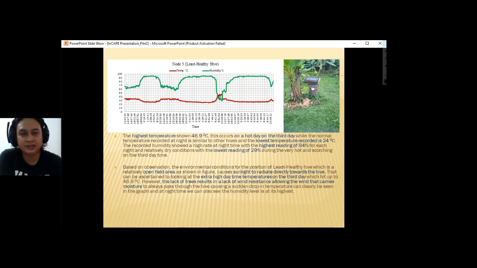Note number 3, the least healthy hive. The highest temperature shown is 46.9 degrees and the lowest temperature is 34 degrees. The highest reading for humidity is 94%, and the lowest reading for humidity is 29%. Based on observation, this hive is located in an open field area, which causes sunlight to radiate directly toward the hive.